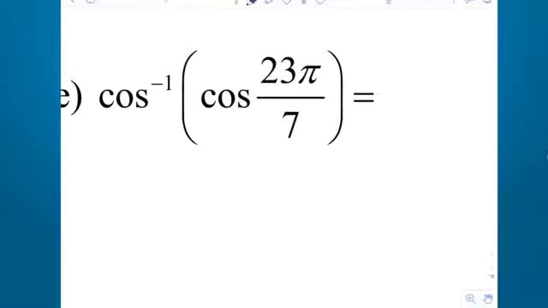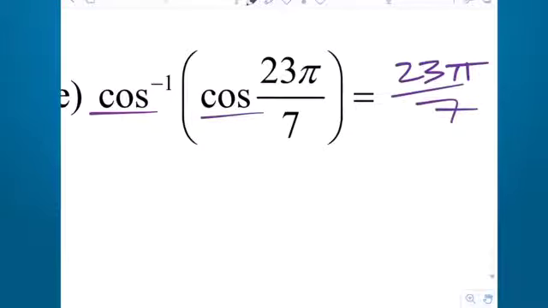Like on this one here. Inverse cosine of cosine of 23 pi over 7. Inverse cosine of cosine, they're inverses, so this would be an answer choice. Is it the right one? No. Is D and E correct? That would also be an answer choice. No. So this one is not going to be 23 pi over 7. It's in the domain of cosine, so it's going to work. But 23 pi over 7 is not in the PVR of arc cosine.